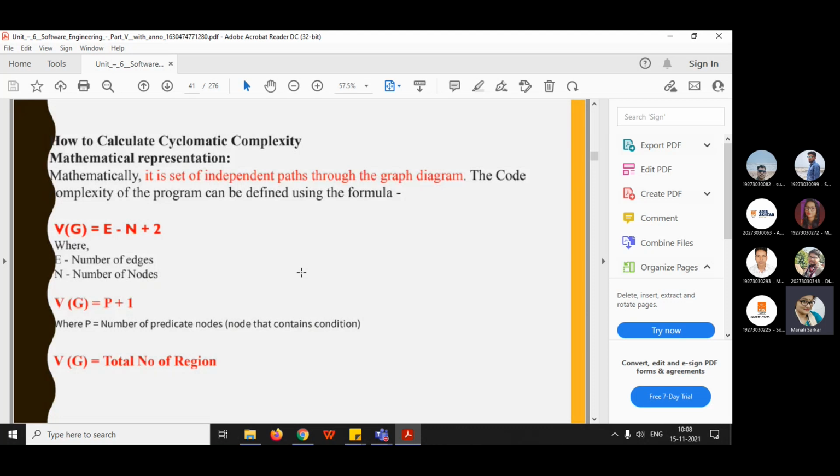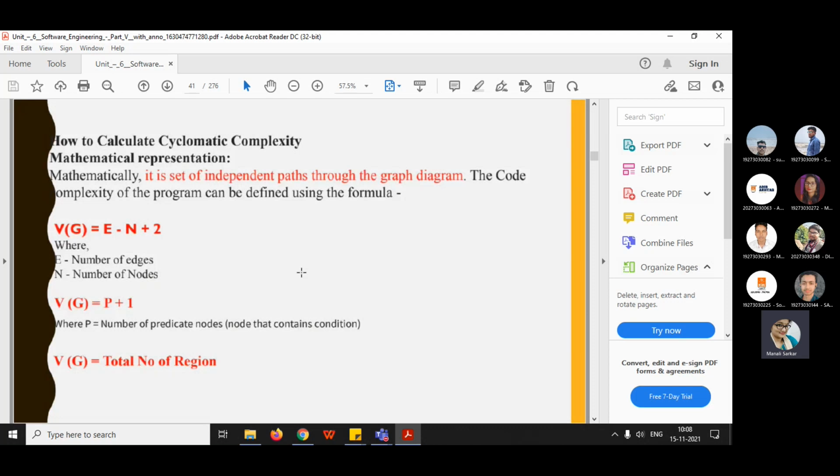Basically, there was a person named McCabe. McCabe proposed the concept of cyclomatic complexity. Cyclomatic complexity is a metric which represents an important result that lets us compute the number of linearly independent paths for any arbitrary program. In cyclomatic complexity, you will be given a program, any pseudocode, or some flow graph, and from that flow graph you need to calculate the cyclomatic complexity of a particular code.